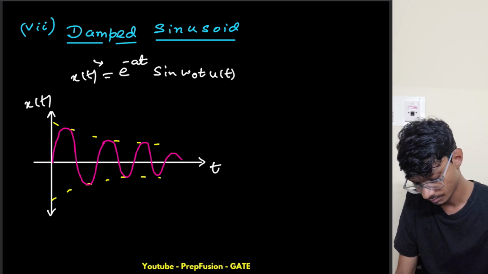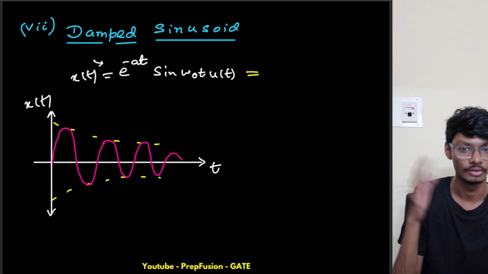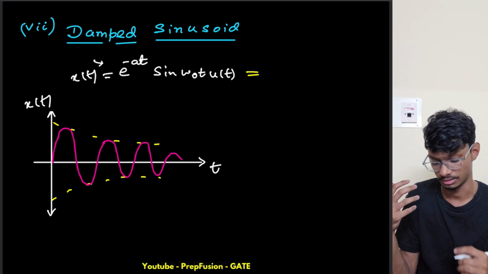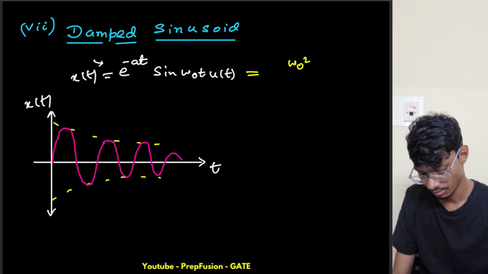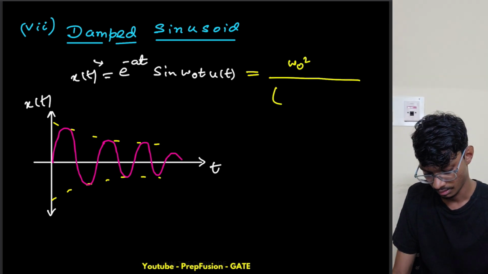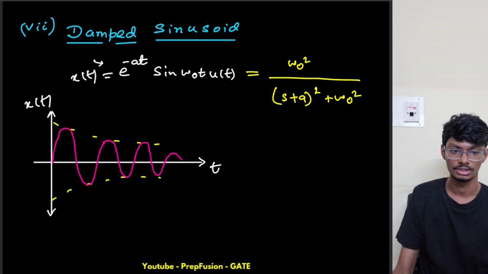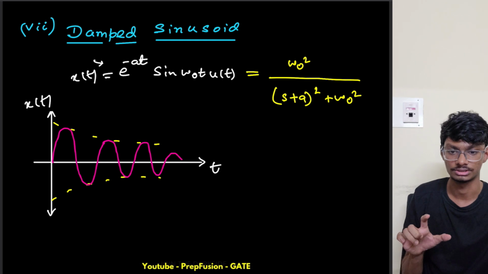So that's how you derive it. You don't just solve it blindly, okay? You can solve it, you can cross verify, but this is the easier method. This is the less lengthy method, right? So the result is omega naught divided by (s plus a) whole square plus omega naught square. So yeah, this is basically the Laplace transform of this damped sinusoid.